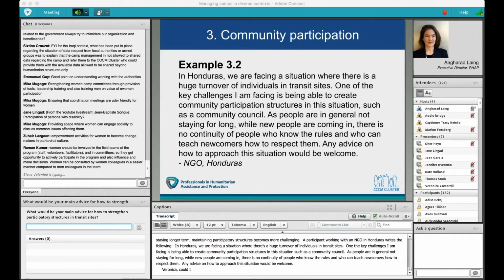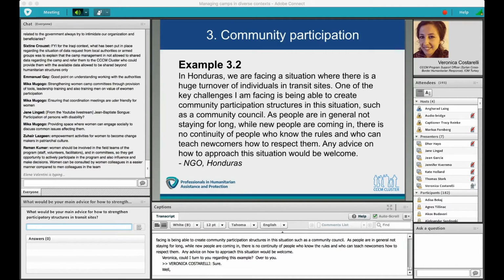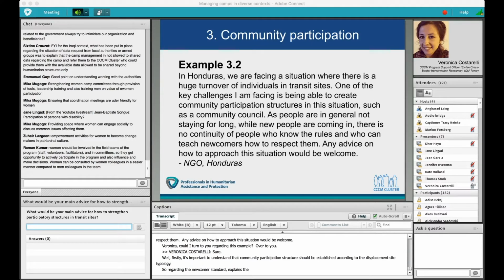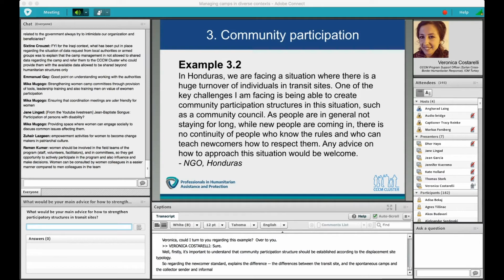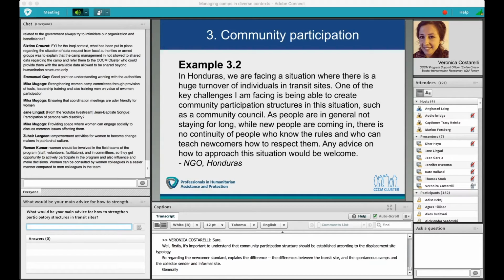Over to you. Sure. Well, firstly, it is important to understand that community participation structure should be established according to the displacement site typology. So in this regard, the new camp management standard explains well the differences between a transit site versus planned camp, spontaneous camps, collective center and informal site. Generally speaking, transit and reception sites are temporary accommodation built to host affected community at the beginning of an emergency. Therefore, they are usually a short-term shelter solution.